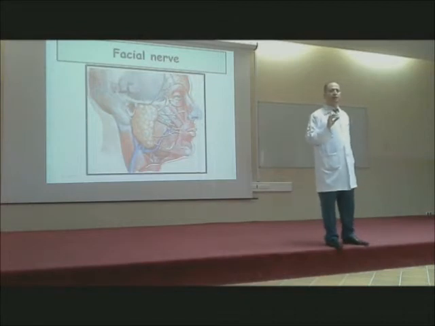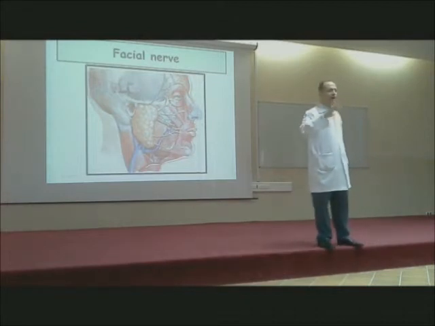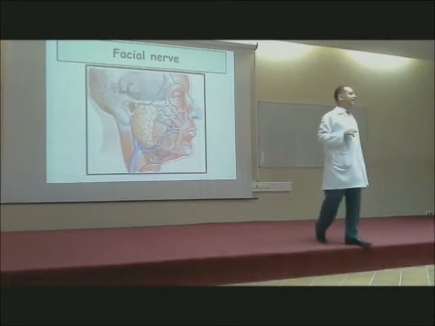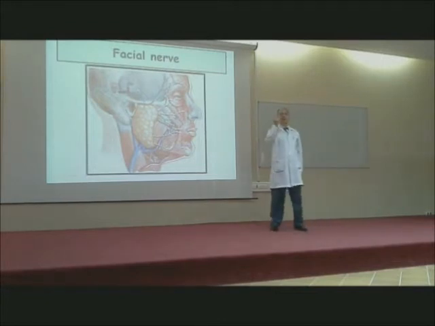how does it exit from the skull? From the base of the skull, as we had before, the stylomastoid foramen. Excellent. The stylomastoid foramen gives passage for only the facial nerve.